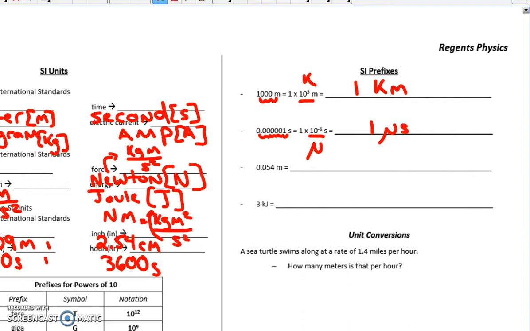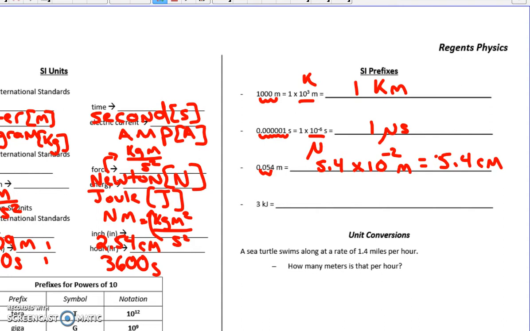Now, in this case, I want to first put it in scientific notation, and then I want to replace the power of 10 with a prefix. So, first, I'm moving it over 2 places to the right. So this is 5.4 times 10 to the minus 2 meters. And then if you look up what 10 to the minus 2 represents, that is centi. So I could write this as 5.4 centimeters.